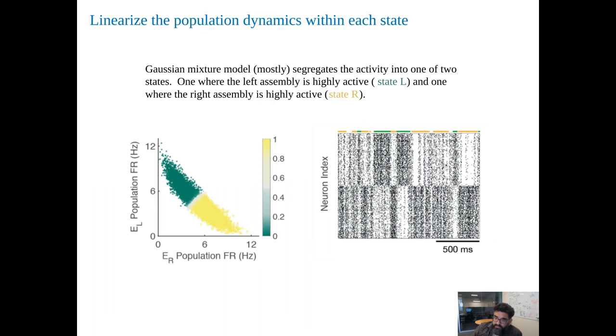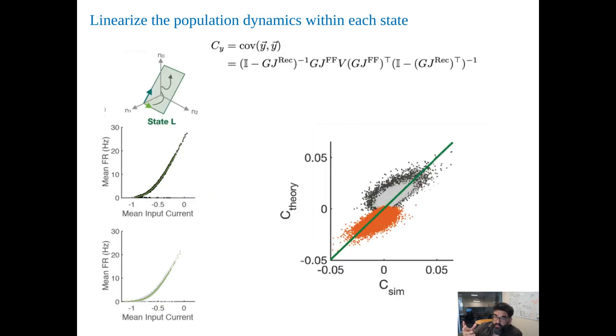So when we restrict our network to being in one of the two states, in this particular case, the left state, so that means neurons that prefer the left input are highly active, and we do our linear theory where we estimate the gains and we take our linear response functions, we do a pretty decent job at explaining the covariability in the network.